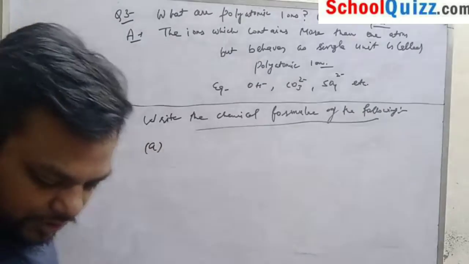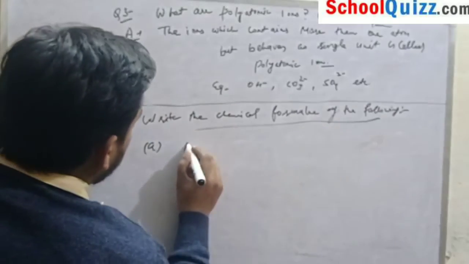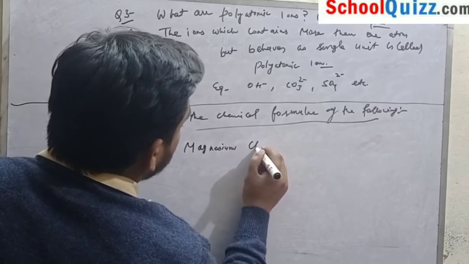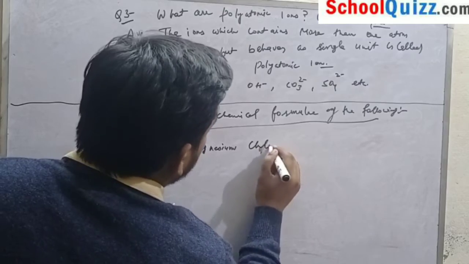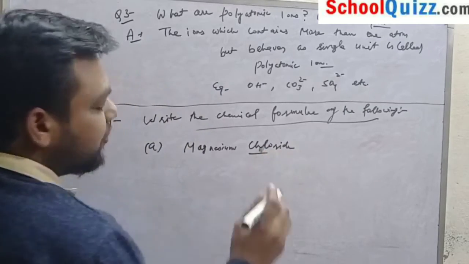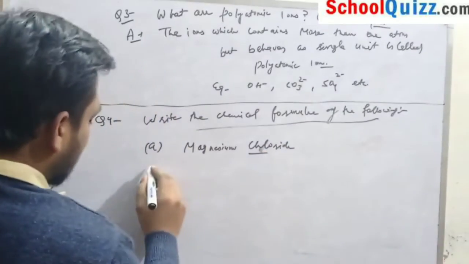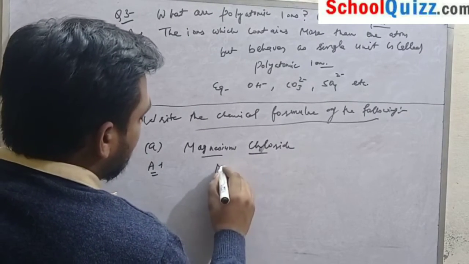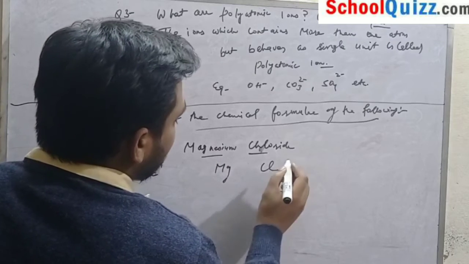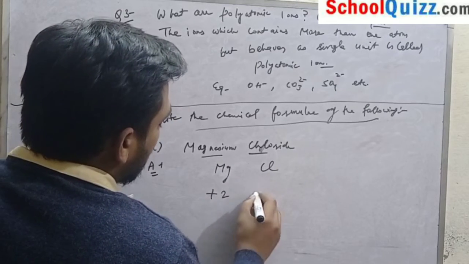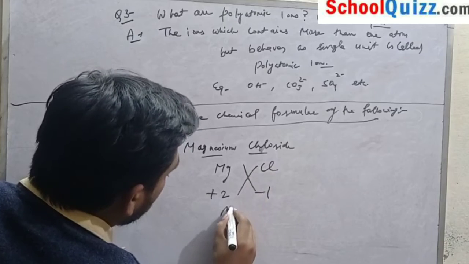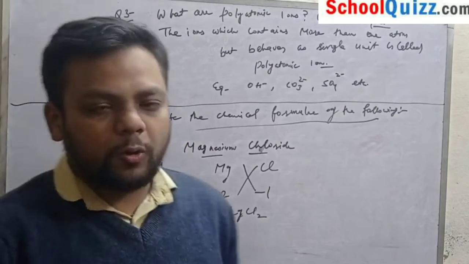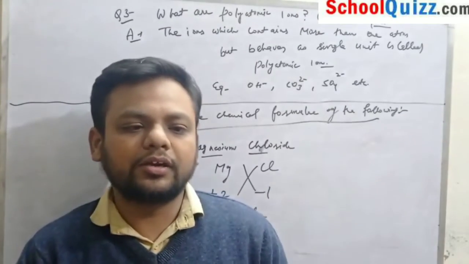First one is magnesium chloride. Those students who know the answer, just try by yourself. Okay, first of all we will write the symbol of magnesium, that is Mg, and the symbol of chloride, that is Cl. +2 and -1, so it will be MgCl2.